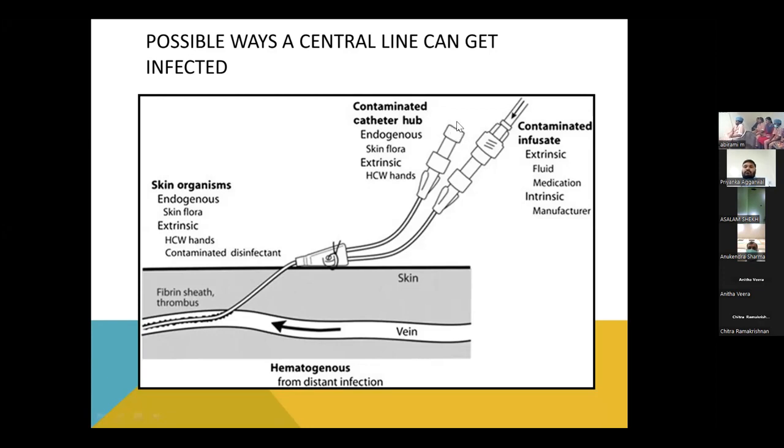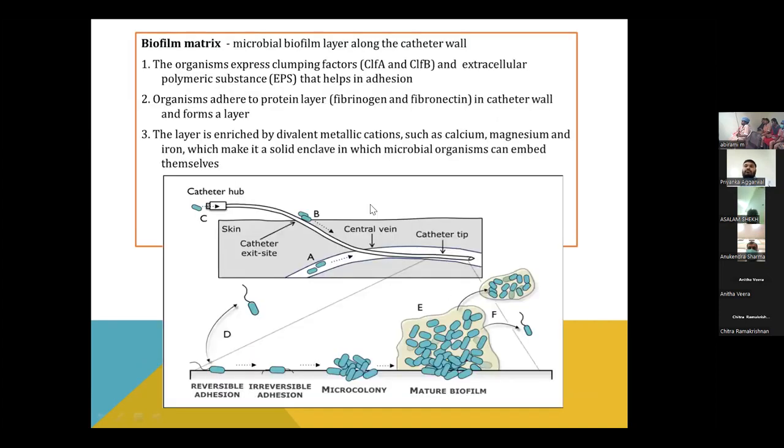Again, the microorganisms can enter through the hub either from the patient's endogenous skin flora or extrinsically through healthcare worker handling. The third route is the contaminated infusate, that is the IV fluids or blood or whatever infusion we are giving through the catheter. If it is already infected, it can cause a bloodstream infection. So these are the common routes of our catheter getting infected.